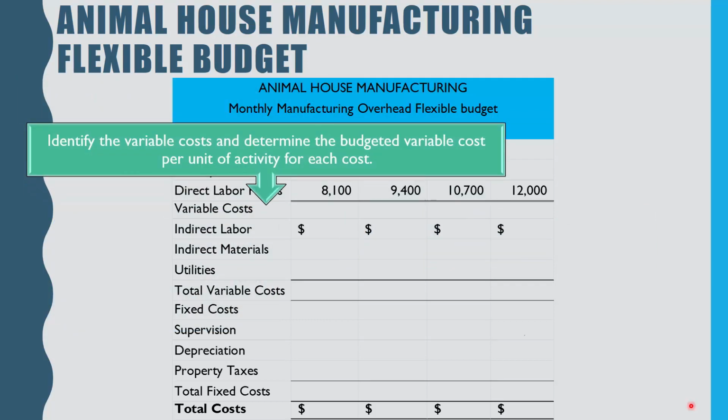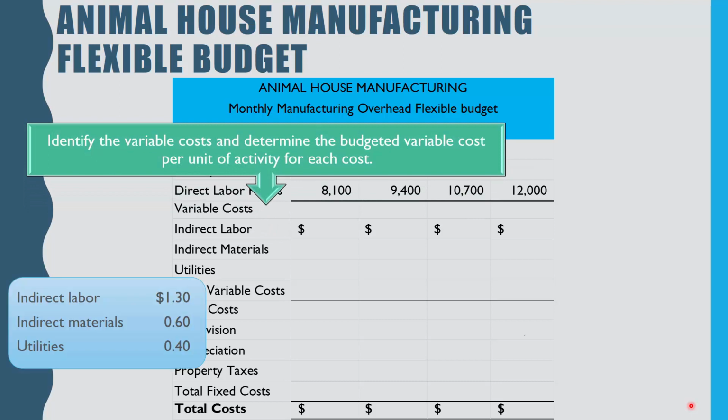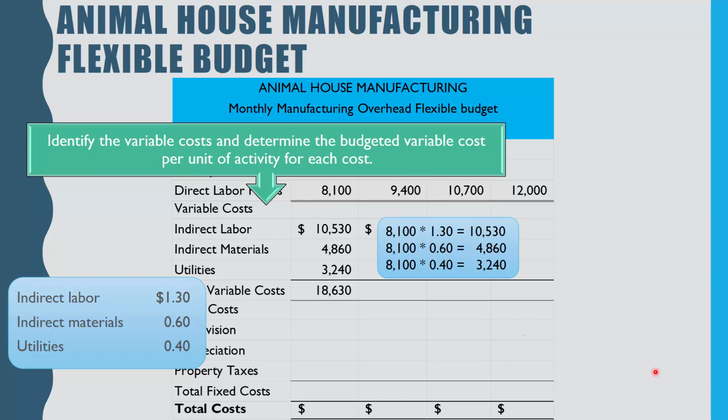Our next step was to identify the variable costs. Again, the variable costs were given to us in the problem at a per unit amount. So all we need to do here in our budget is multiply the level of activity, 8,100, times the per unit amounts, and we plug those into our budget. And we would do the same thing at the next level.